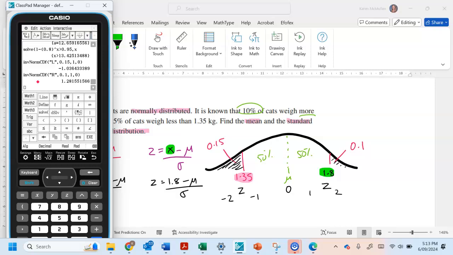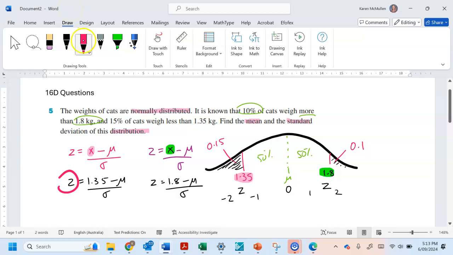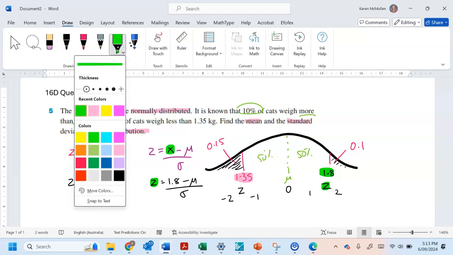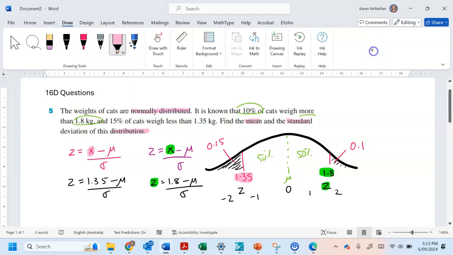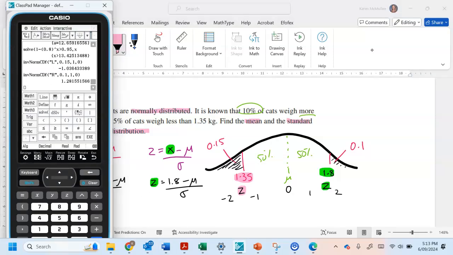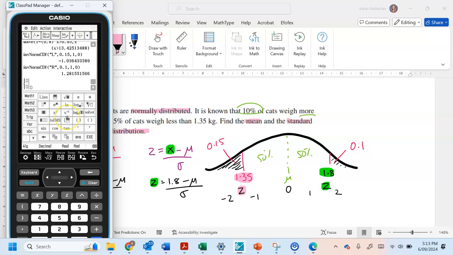Remember, it's going to be between 1 and 2. So my Z values that I've just found are going to go, let me just do a different shape. So this 1.8 is this corresponding Z value here, and this 1.35 is this corresponding Z value here, which goes here. All right, so I'm going to set up my two equations on my calculator. So just solving two equations.